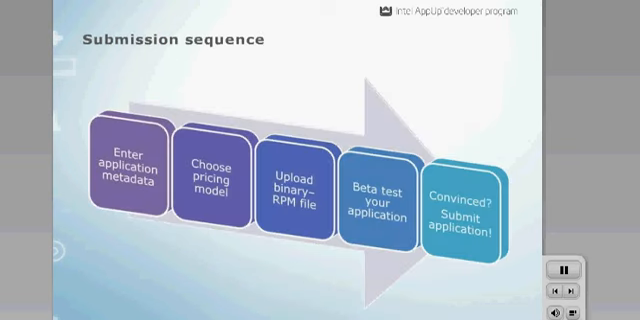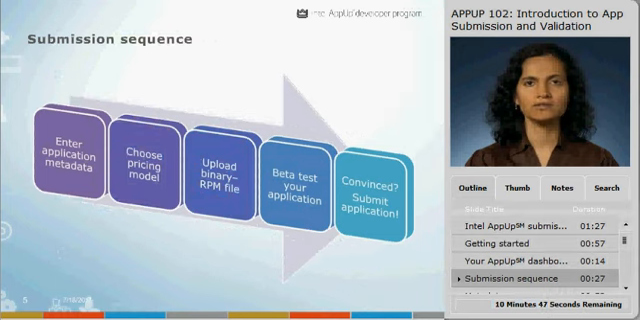The app submission process is only 5 easy steps. Simply click on the Start a New Application button to launch the submission form. Enter the metadata and other information about your app. Choose your pricing model and upload the executable RPM application file. You can then beta test the app to make sure it performs properly, and when you are ready, submit it for validation by Intel. Let's take a closer look at these steps.